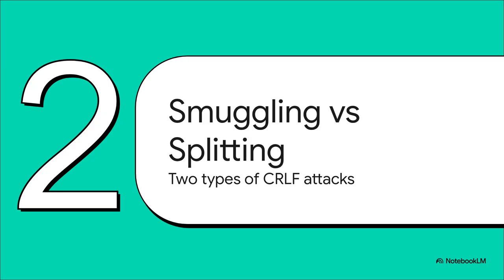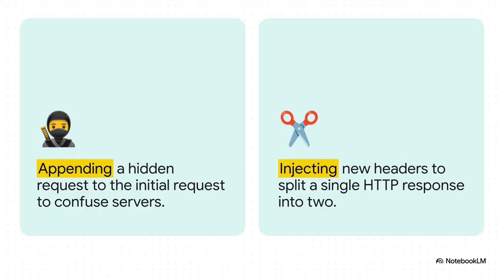Moving right along to Section 2, smuggling versus splitting. So what happens when a website forgets to clean up user inputs? Well, an attacker can just sneak their own CRLF characters right in, which usually leads to one of two distinct types of attacks. First up is HTTP request smuggling. This is where an attacker appends a second hidden request onto their initial one. It's incredibly dangerous because it actively confuses the front-end and back-end servers, and it often poisons server caches to serve up malicious pages to innocent users.